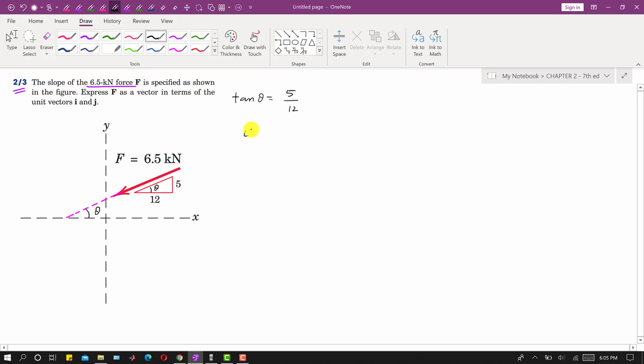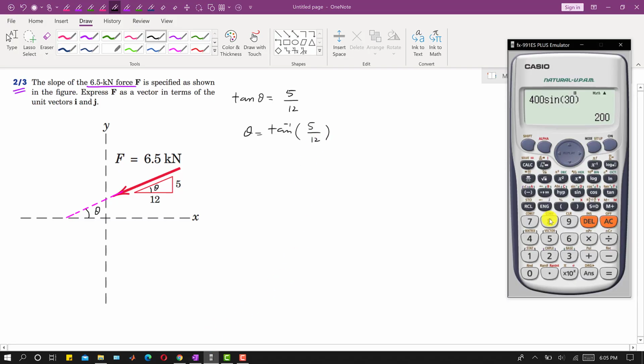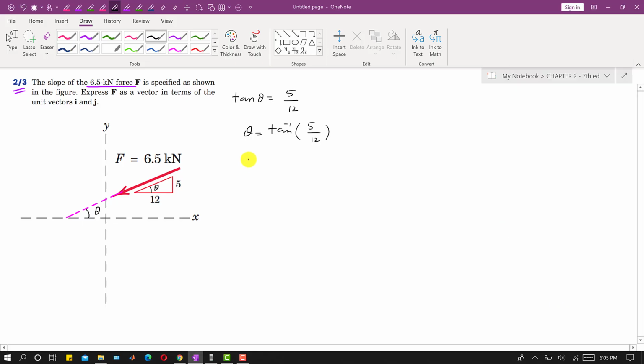So we can write that theta is equal to tan inverse 5 divided by 12, right? So we can find that angle. So this angle is 22.62 approximately, right? So we can write that theta is 22.62 degrees, right? So this means that this 6.5 kilonewton force is making 22.62 degrees with the positive x-axis.